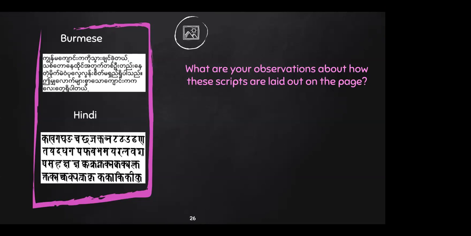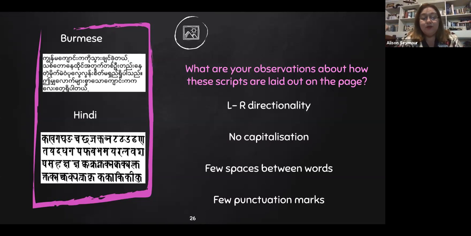Yeah. Great. Yeah, so these are some important differences. There's, first of all, directionality. As I understand it, there's no capitalization, and you picked up that there's few spaces between words and also few punctuation marks. So all of those cues that we rely on in English, yeah, they're just not part of the first language script. Thank you.